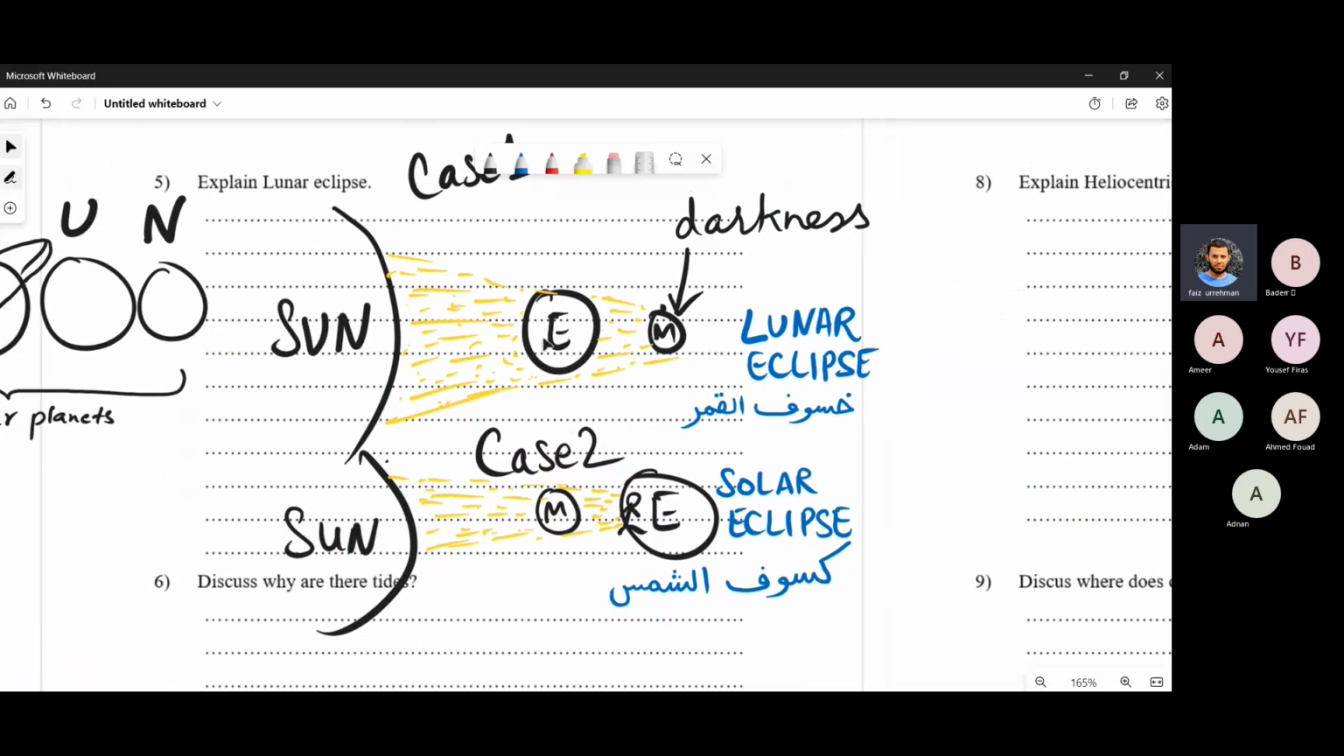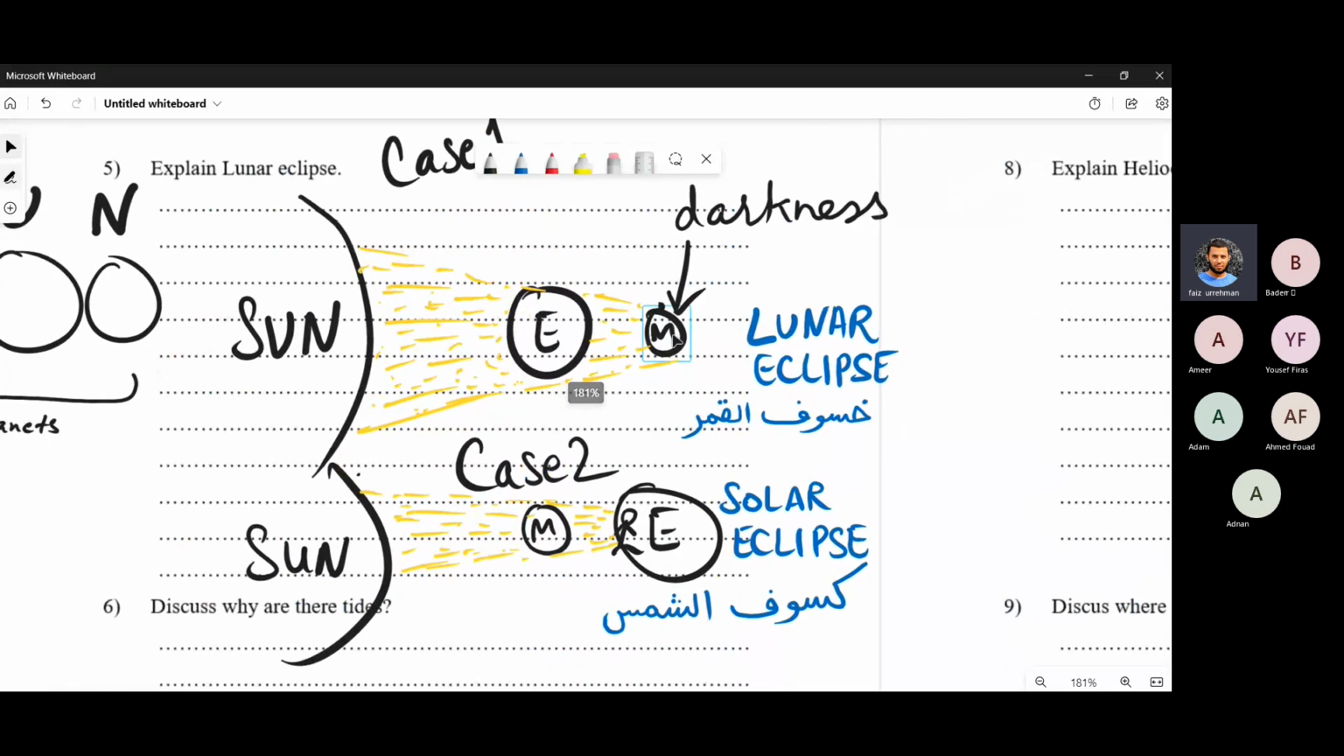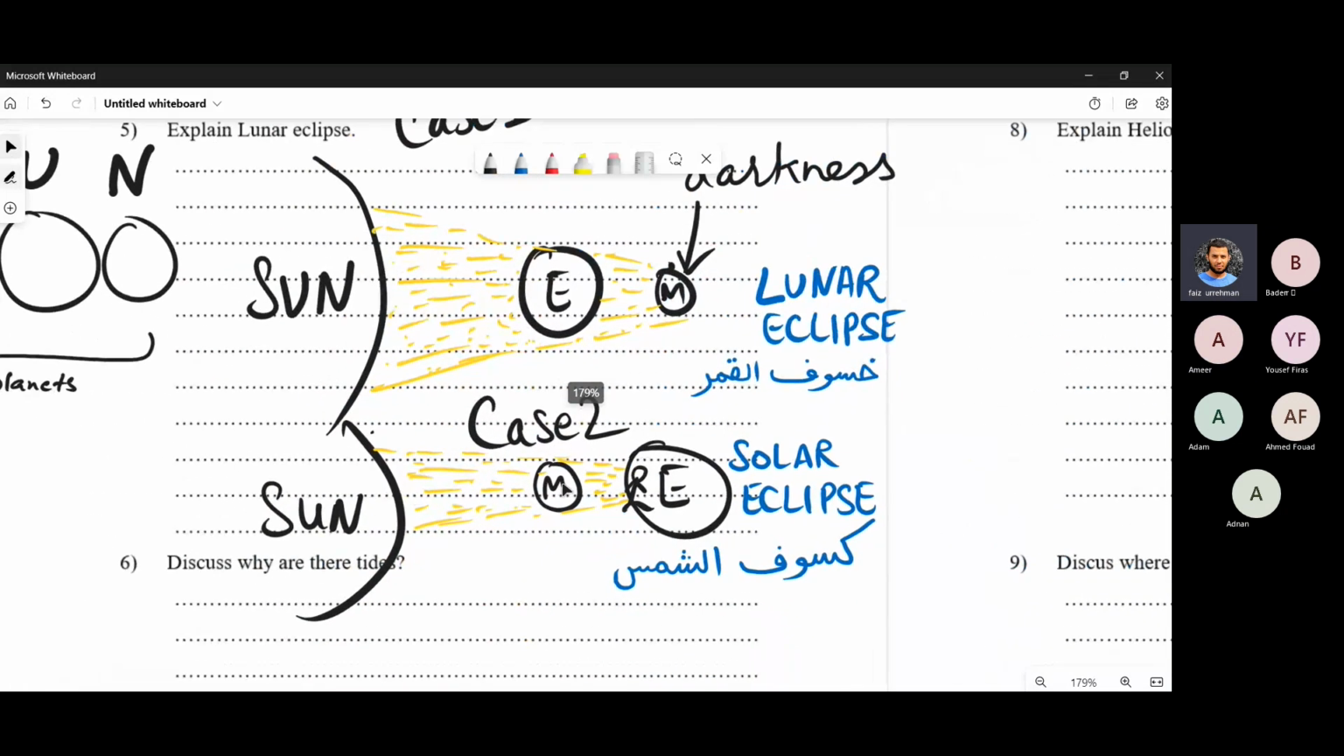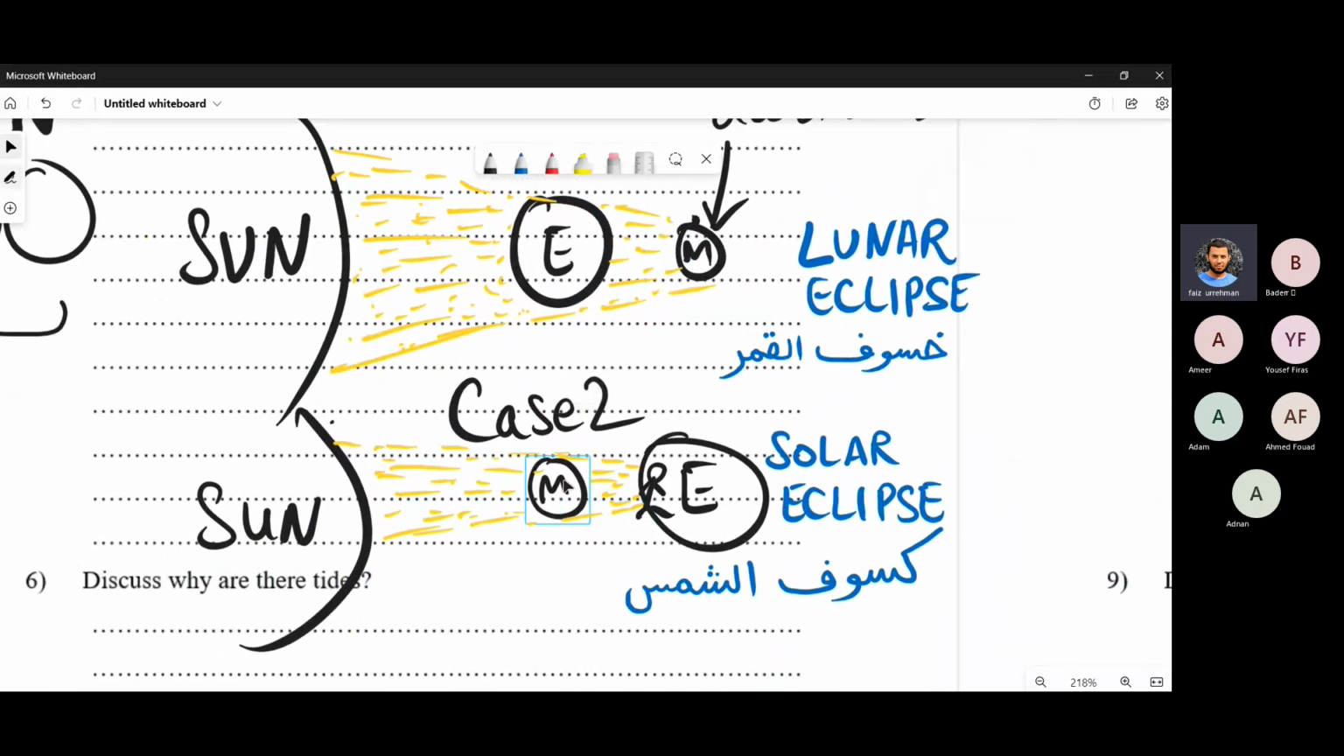The effects are, in lunar eclipse, the shadow of the earth completely covers the moon and the moon disappears in the sky because it is totally dark. And in solar eclipse, what happens? The moon comes between earth and sun. And what do we see in the sky? We see that the sun is covered by the moon for a few minutes.